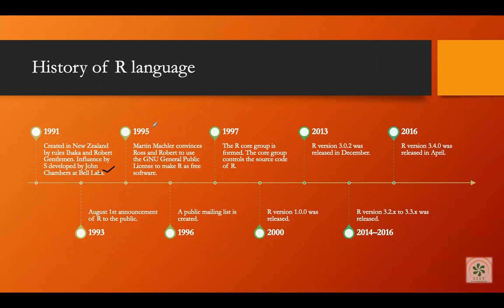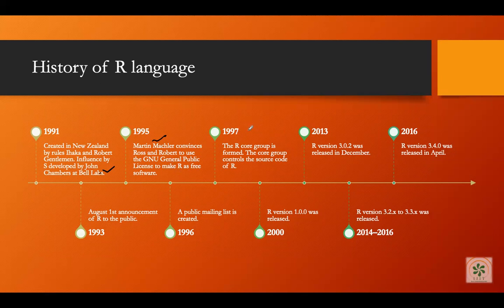Now in 1995, Martin Maechler convinced Ross and Robert to use the GNU General Public License to make R free software. R is free software now because of that particular person, Martin Maechler, who convinced Ross and Robert to make R free software and put it under GNU.